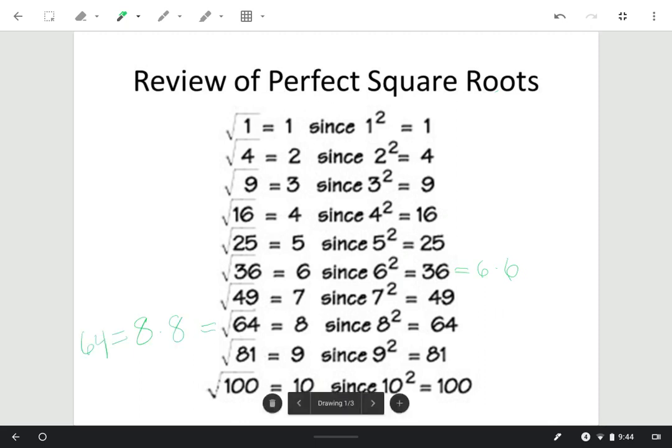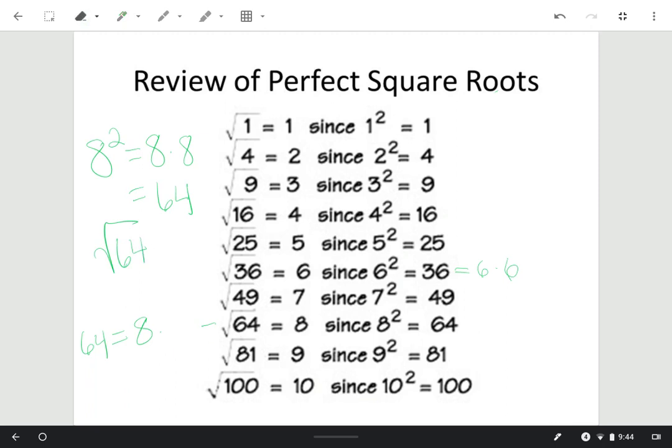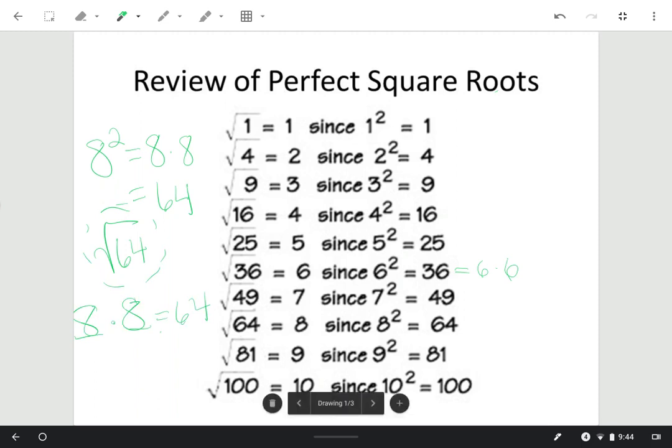So we should talk real quick about square root. In the same way that 8 squared tells me to multiply 8 times 8, and that makes 64, the square root of 64 tells me to ask the question, what number times itself equals 64? That's what this means. And so we know the answer is 8. But I'm going to also jump over to a calculator.